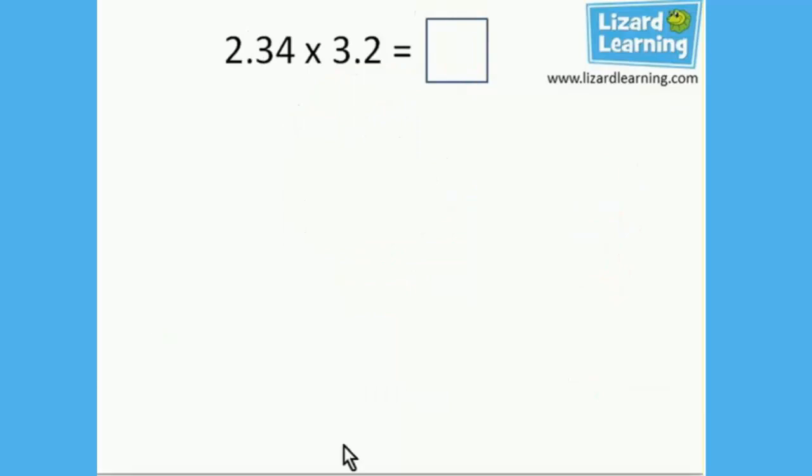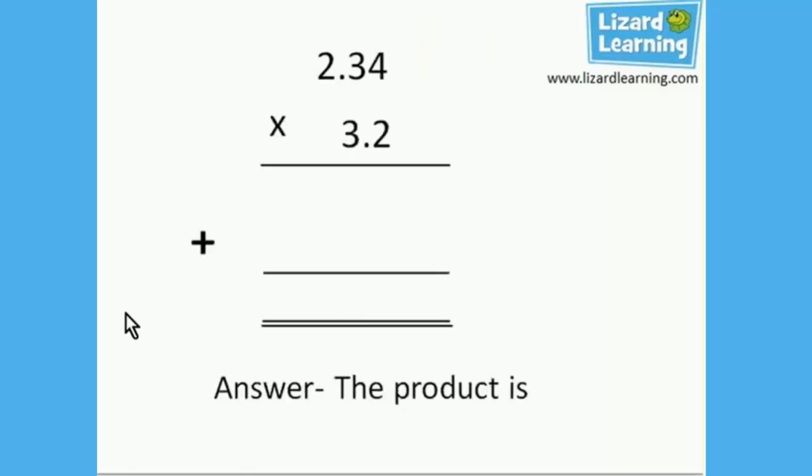Let's look at 2.34 multiplied by 3.2. A 3-digit decimal number multiplied by a 2-digit decimal number. Now we're getting serious. Once again, what we do for our setting out is set it out as if they are whole numbers, as if it is 234 multiplied by 32.